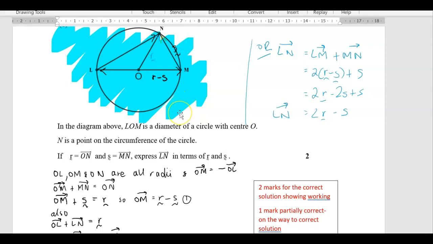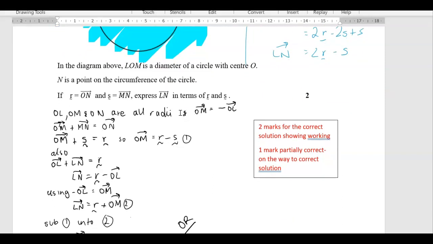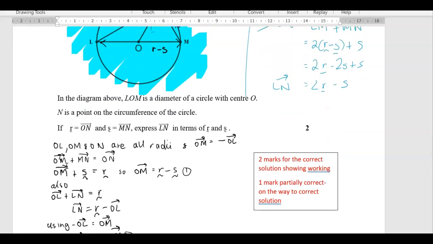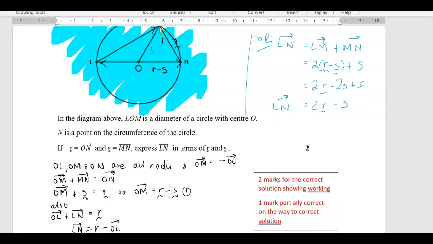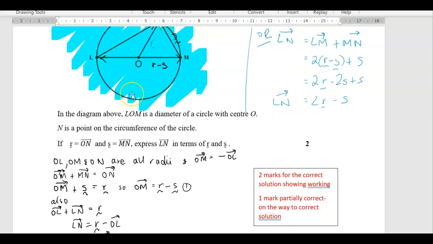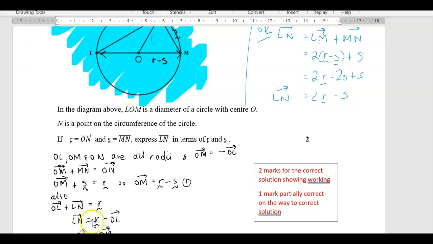That's one way. Another way you could do it is what I've done along here. I've still got that relationship, that OM there is R minus S. But we also know that working in the other triangle, OL plus LN is equal to R. So if you thought of it like that, you might have said, well, LN is R minus OL. We know OL is the opposite direction to OM.